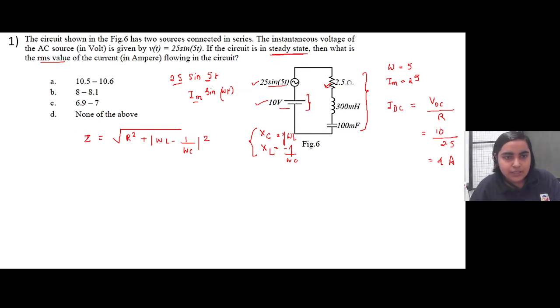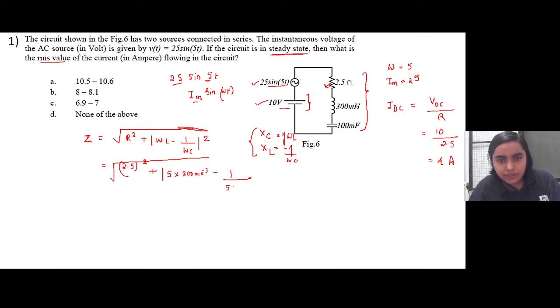So the total impedance of the circuit will be the square root of the magnitude of the part coming from the inductor and capacitor and the resistor. So this will be equal to R, we have 2.5 whole square. Omega is given as 5, L is 300 millihenry, so basically it is 300 into 10 to the power minus 3. Minus 1 by omega, which is again 5, C is 100 millifarad, so 100 into 10 to the power minus 3. This one's not a whole square.